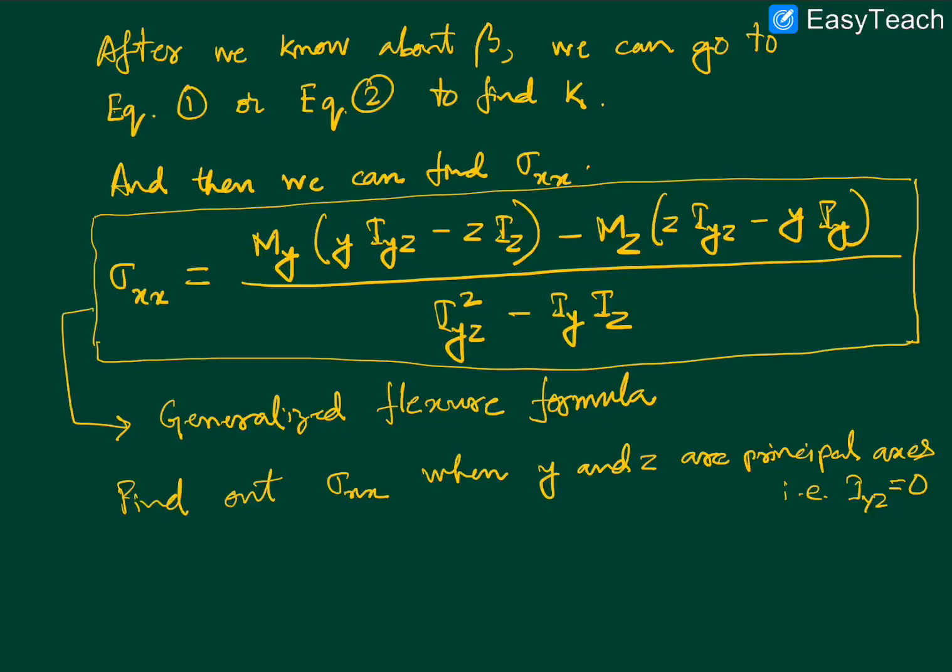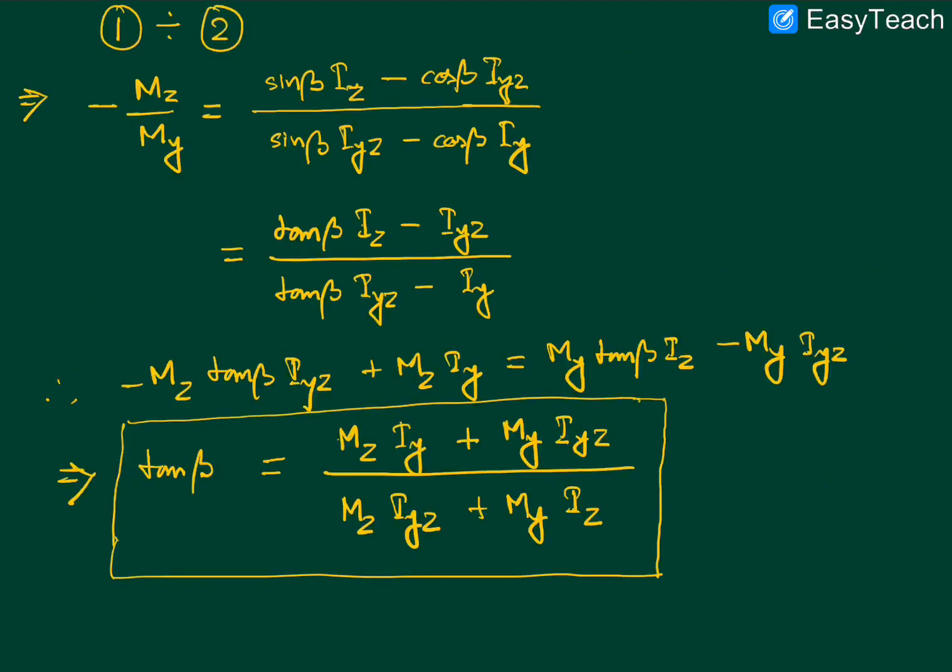that is at any particular point within the cross-section, given certain value of the bending moment, that is certain combination of this value of My and this value of Mz. Please note that for a given cross-section, the values of Iy, Iyz and Iz will be a constant. Again, if we look back at the tan beta formula, we'll see that it also contains the Mz, My, and of course the Iy, Iyz.